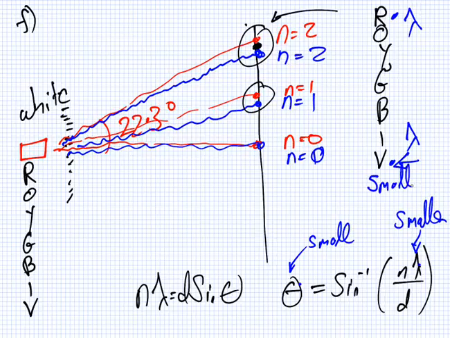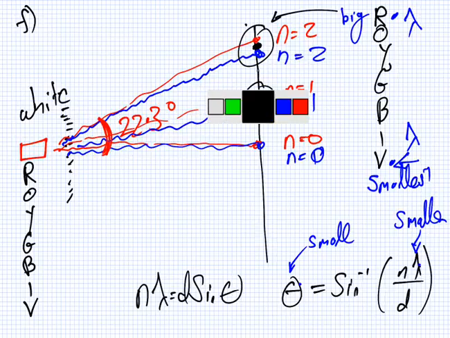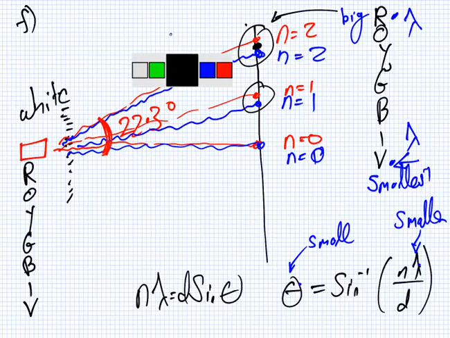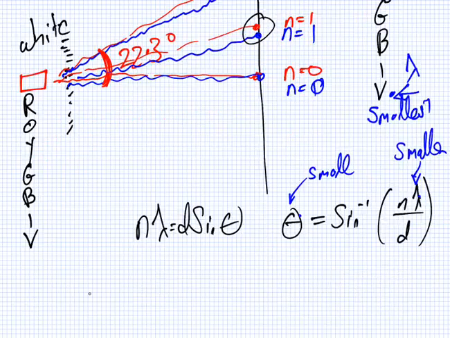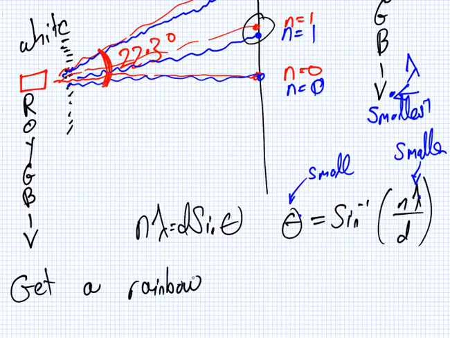22.3 degrees. And what was the angle for the second dot for blue? 17. So that's a little bit smaller, isn't it? Yeah. So here's the one for blue, and here's the one for red. What you'll notice is that the red angle is a little bit bigger than the blue, and this actually happens at each order, at each fringe.